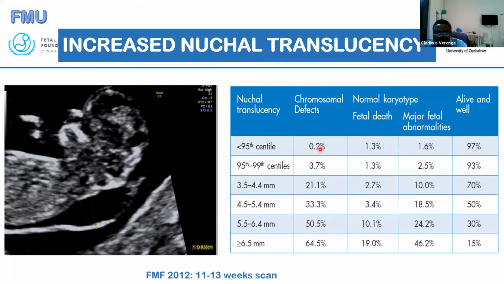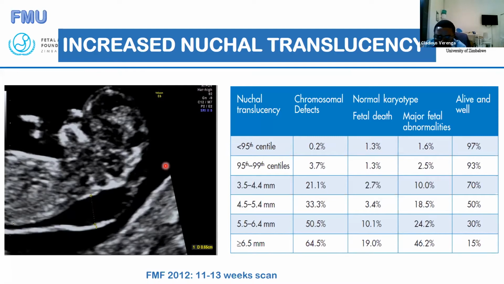What you have to note is that the probability of having chromosome abnormalities increases as the nuchal translucency becomes more and more abnormal. For example, a nuchal translucency of greater than 6.5 millimeters will mean that the risk of chromosome abnormality is about 64%. And the risk that the baby will die in utero is about 19%. And the risk that there will be a fetal defect is about 46%. And the chance that the baby will be born alive is about 15%. What message is this table telling us?